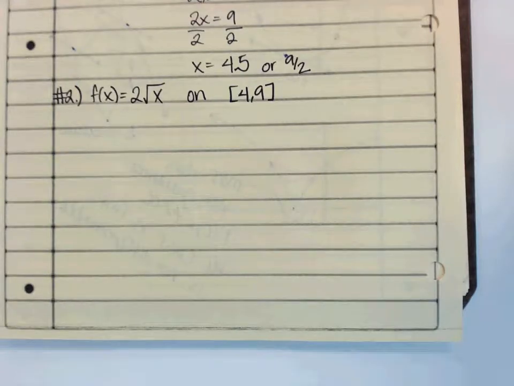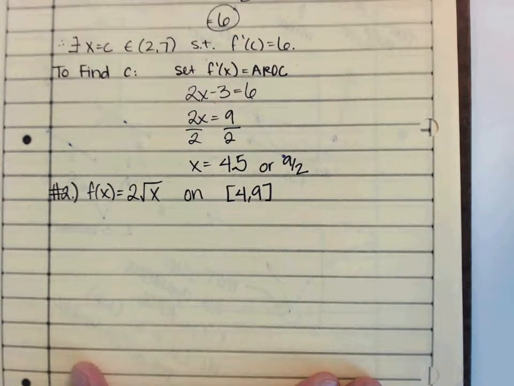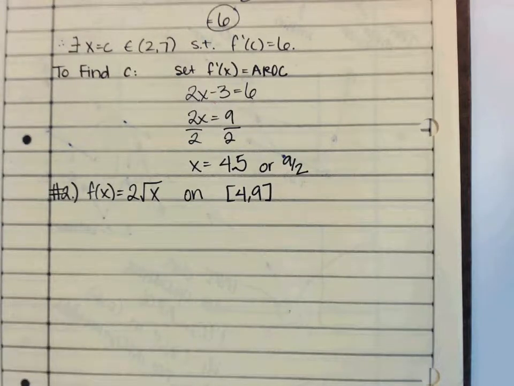Root x on 4 to 9. So first thing you would do is think about the shape of the graph. Square root starts here, curves off to the side. Does it have any cusps, corners, tangents? No, it's fine. Okay, so from here, I'm going to state that it's continuous and differentiable for the interval that we're looking at.